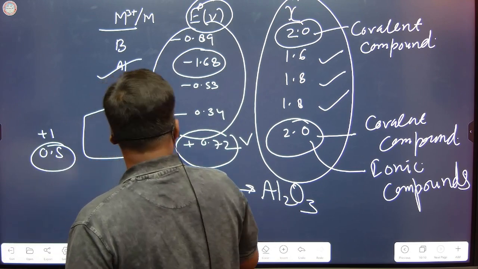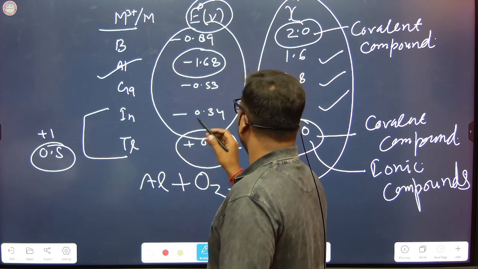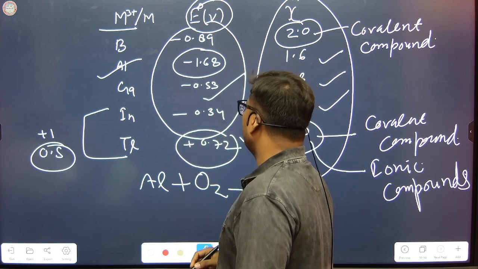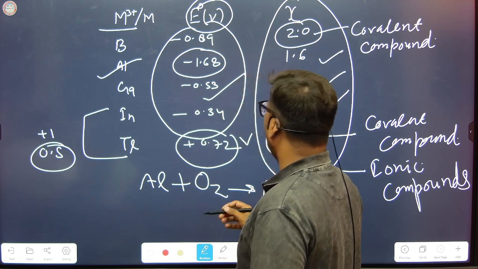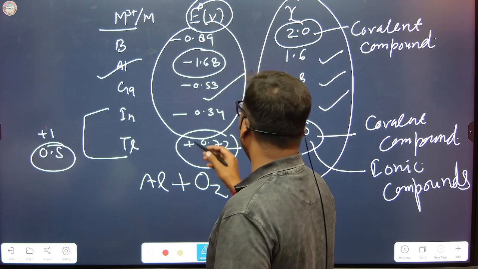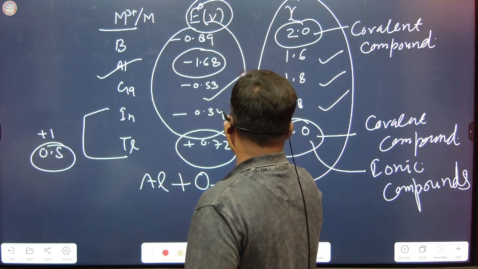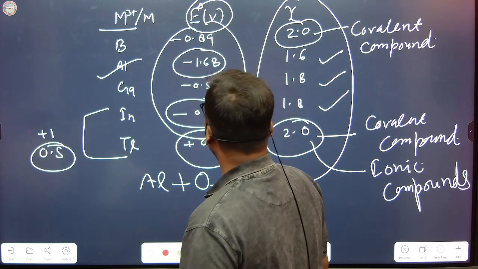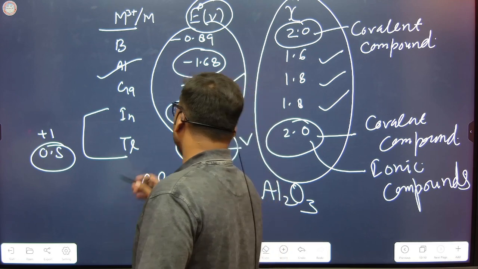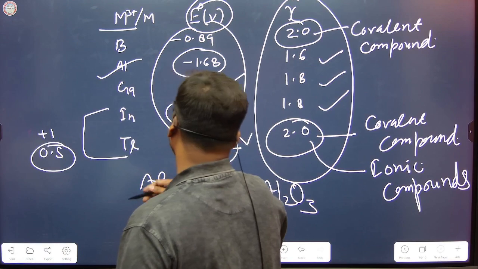Gallium also possesses a negative standard reduction potential, so it is also reactive compared to aluminum, and indium has a less negative value, that is minus 0.34. So indium is the next less reactive element of this family, and the most reactive is aluminum.